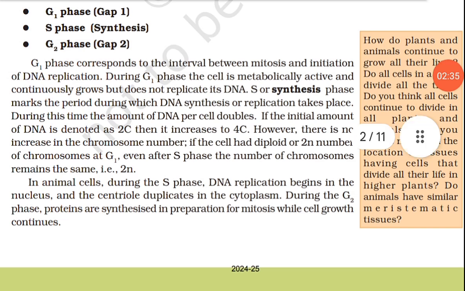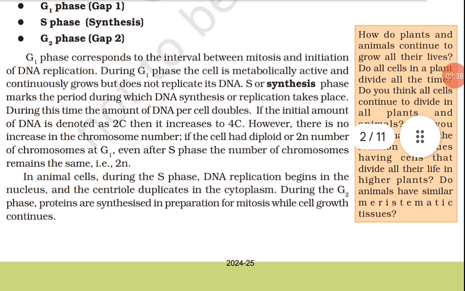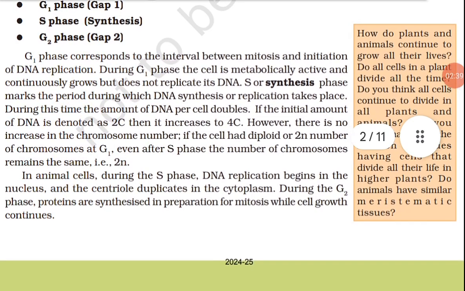So the next is, in animal cells, during the S phase, DNA replication begins in the nucleus and centriole duplicates in the cytoplasm. Where does the centriole duplicate? In the cytoplasm. Understood?